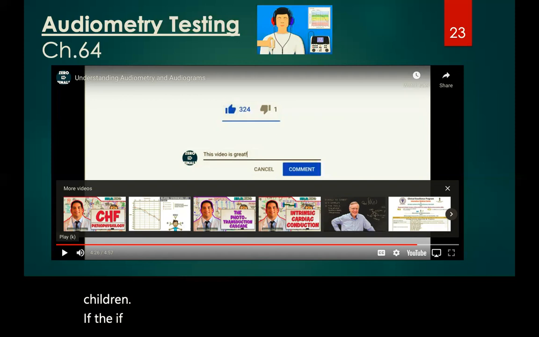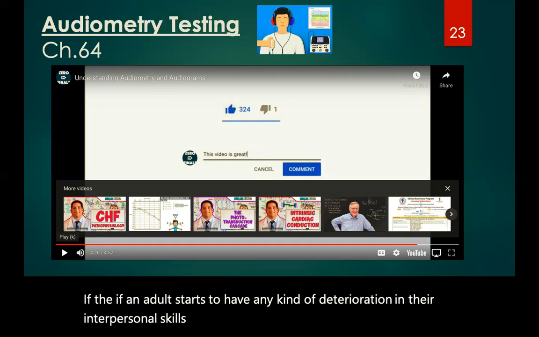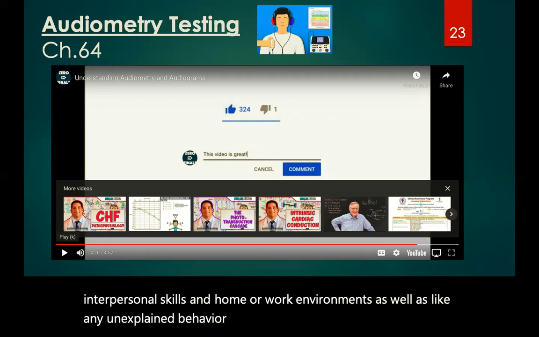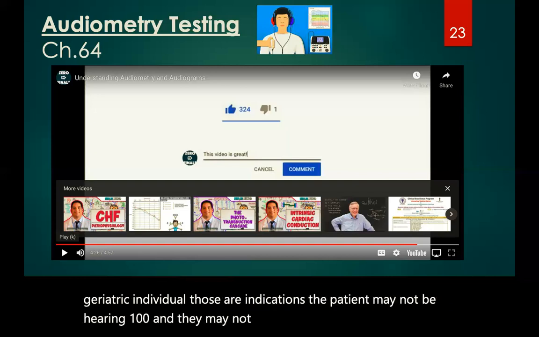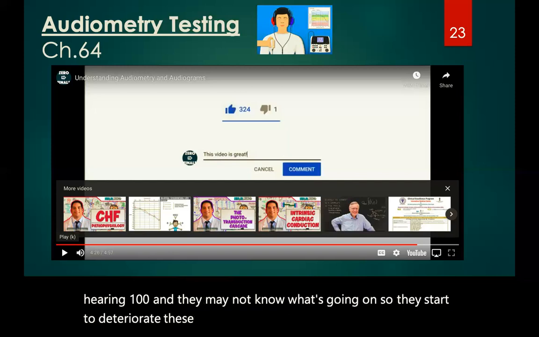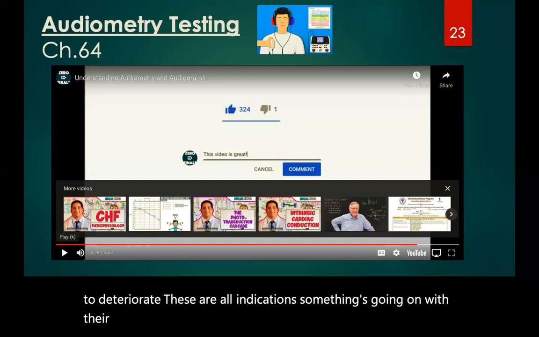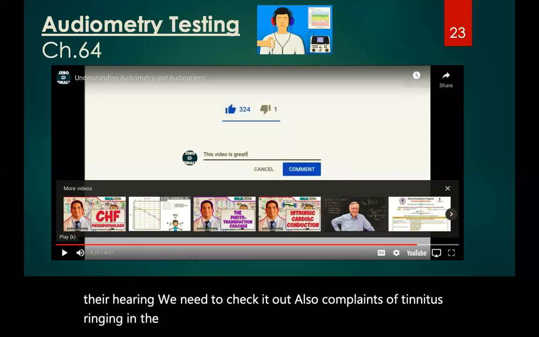if an adult starts to have any kind of deterioration in their interpersonal skills in home or work environments, as well as any unexplained behavior changes, especially in the geriatric individual, those are indications the patient may not be hearing 100%, and they may not know what's going on, so they start to deteriorate. These are all indications something's going on with their hearing. We need to check it out. Also, complaints of tinnitus, ringing in the ears, is definitely a reason to do an audiology exam.